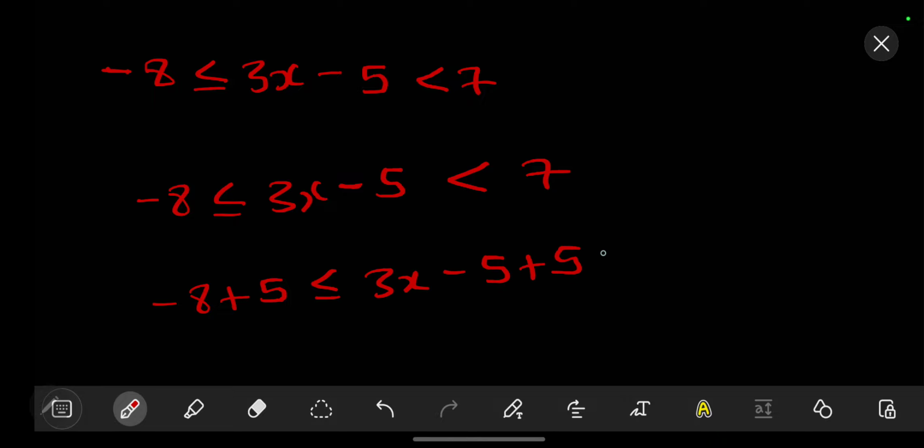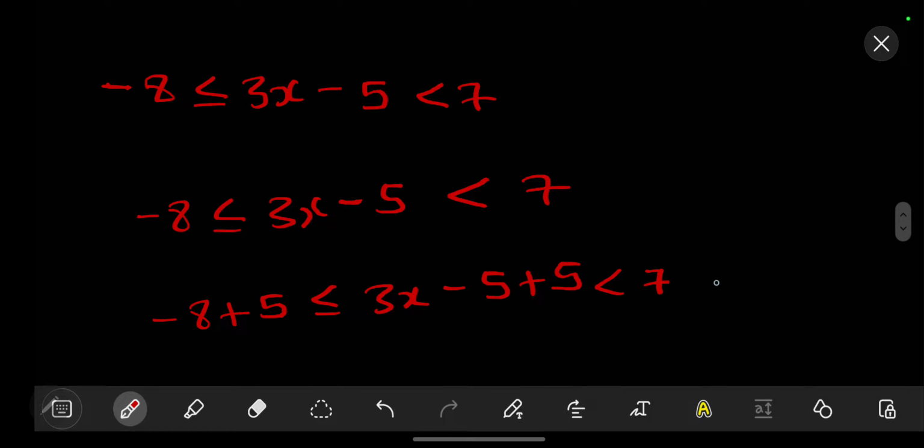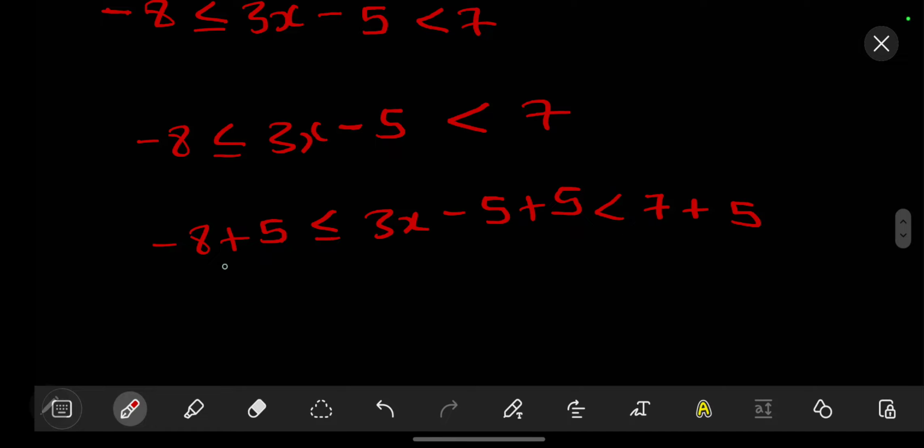By adding a 5, this goes. Then we have our less than 7, we add a 5. So whatever number you add, you add it on all the parts. So we have negative 8 plus 5 gives you negative 3, less than or equal to 3x, our negative 5 plus 5, that's 0. Then we have less than, 7 plus 5 gives you 12.